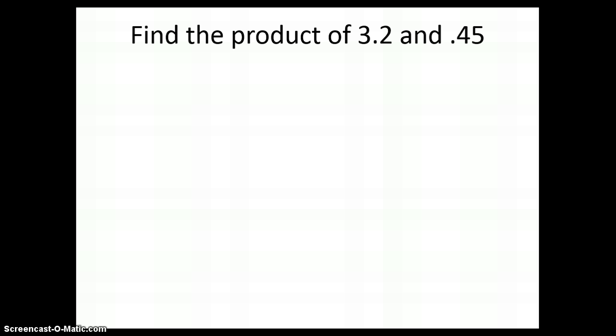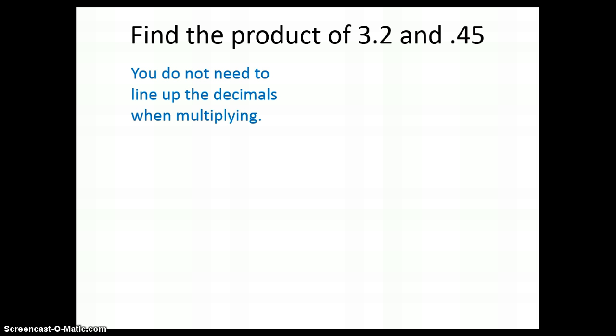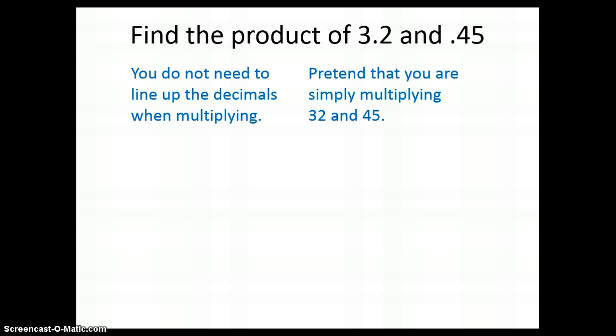So if we wanted to find the product of 3 2/10 and 45/100, I don't need to worry about lining up the decimals as I did before. First, I need to pretend that I'm simply multiplying 32 and 45 and set it up, 32 times 45. When I work it out, I get 1,440.